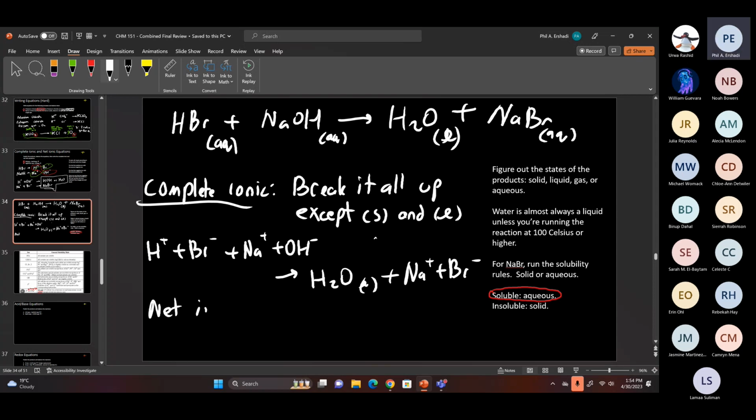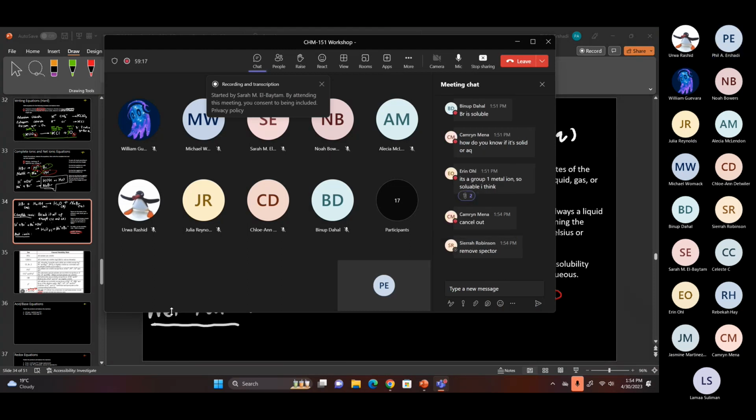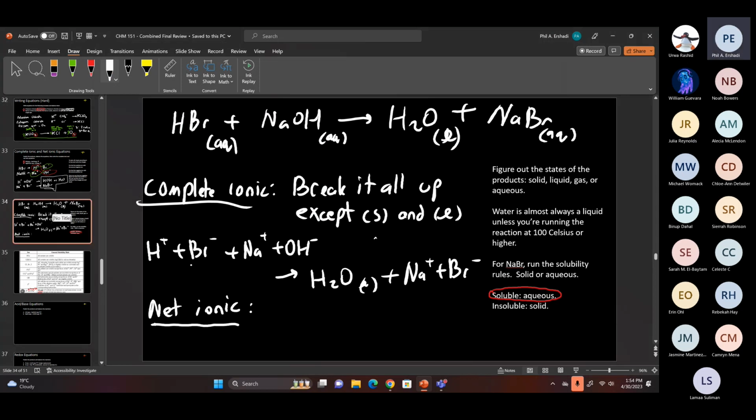And then for the net ionic, see if anyone in the chat knows this. What do I need to do to change a complete ionic to a net ionic? Cancel out. You're absolutely right. Remove the spectator. Also correct. So we're going to cross out the spectators. And the spectators are the ones that didn't do anything.